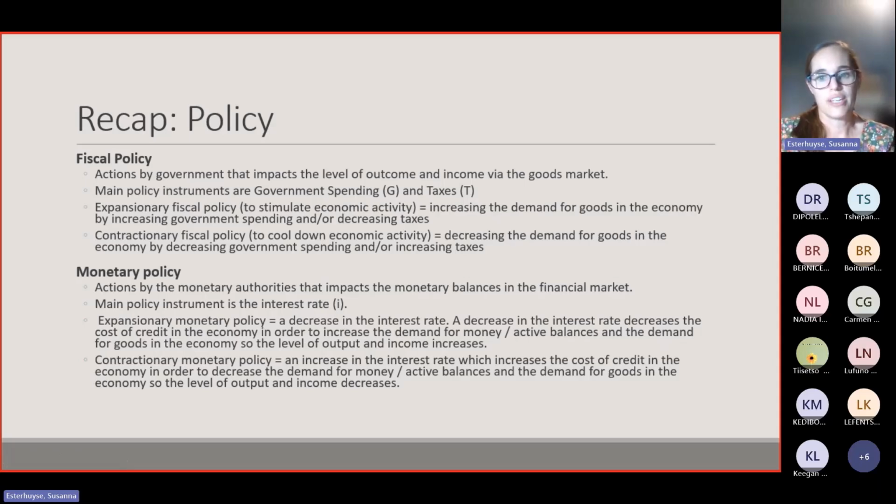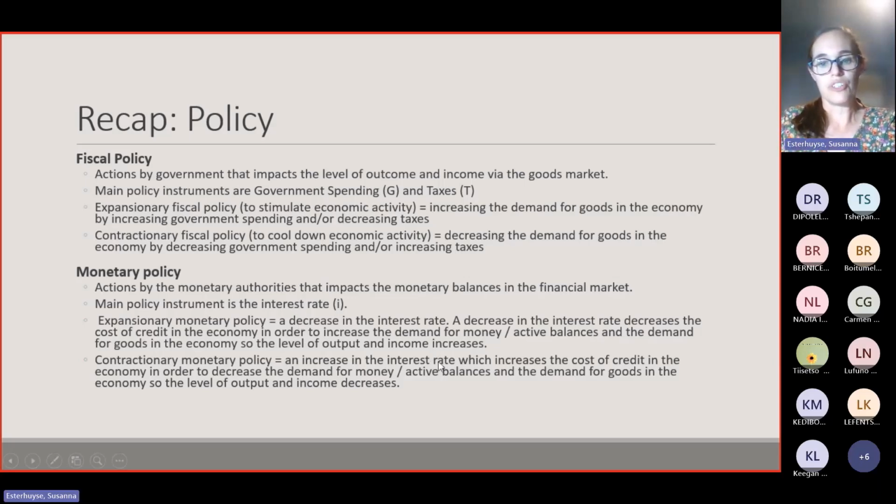And the reason for that is a decrease in the interest rate decreases the cost of credit in the economy. So you are able to increase the demand for money, or your active balances, and the demand for goods in the economy. And so the level of output and income increases. On the counterpart, a contractionary monetary policy, you do that by an increase in the interest rate.